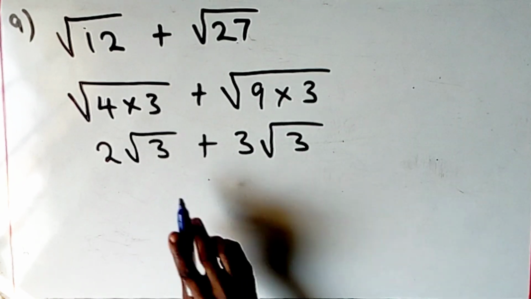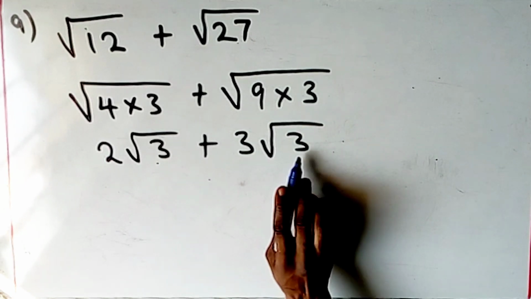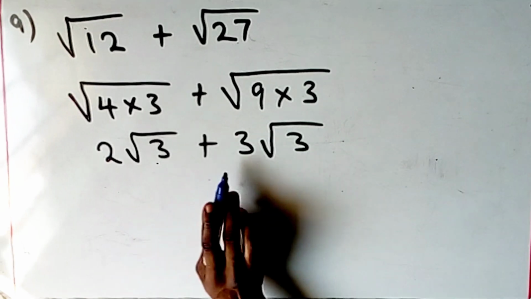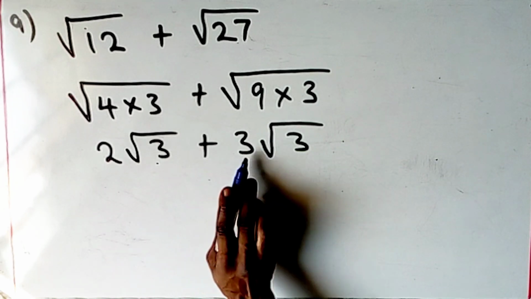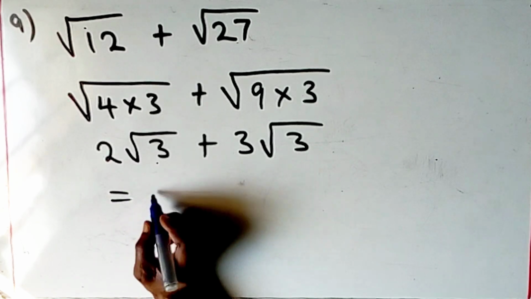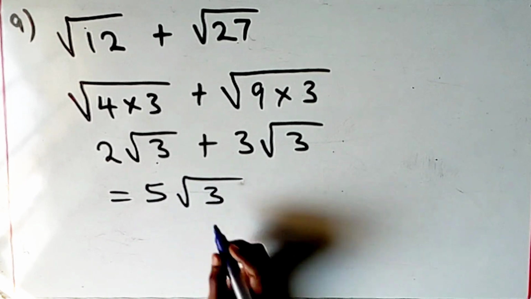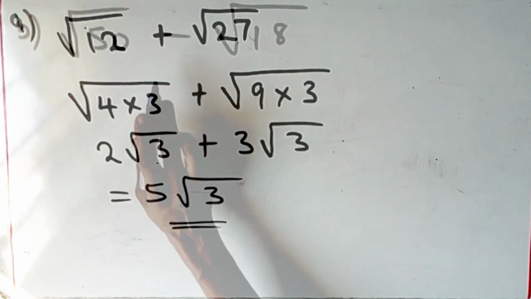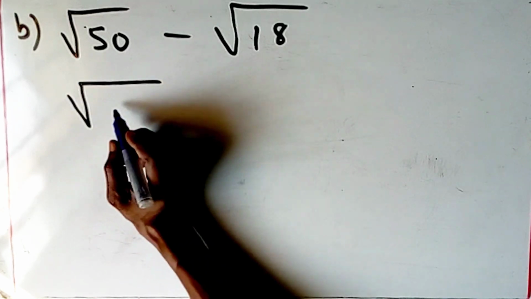Then you can see root 3 and root 3, they are similar. So we can easily add 2 plus 3. That will give you 5 root 3. That's our answer. The next example, we have root 50 minus root 18.